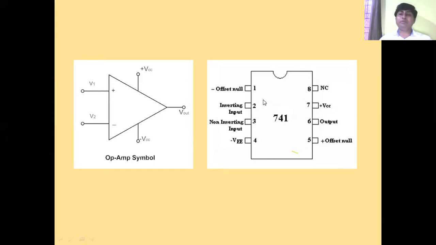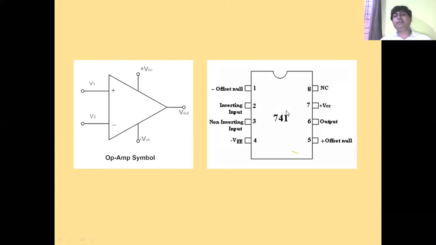Okay, and as I told, it is a DIP circuit. That means on both sides the same, equal number of pins should be there. So it is observed that on one side we have 4 pins, and on the other side again we have 4 pins. In total, this operational amplifier has 8 pins.